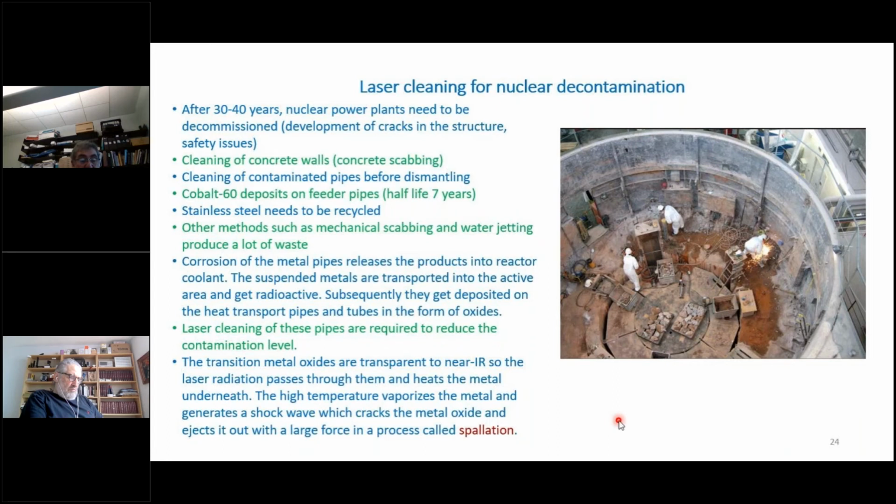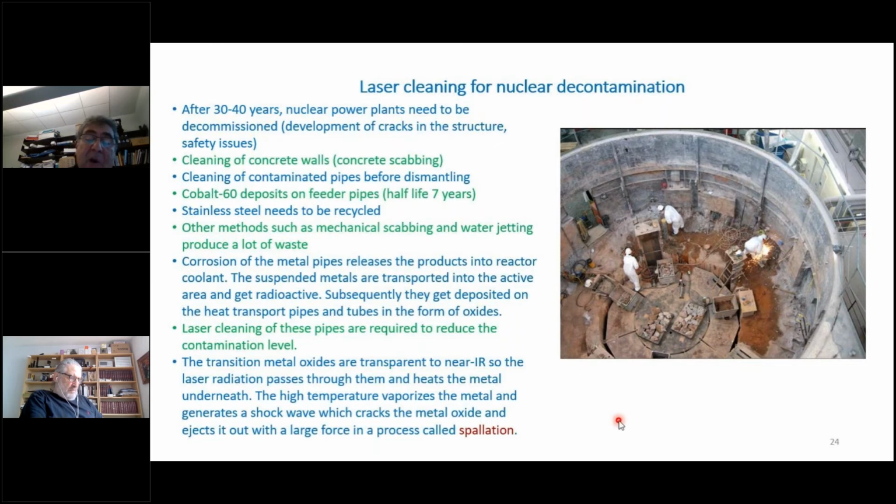So the mechanism is that corrosion of the metal pipes basically throws different particles of metal into the reactor coolant, and they'll go into the active area of the reactor, get radioactive, and they come back and they deposit on the metals in the form of oxides. So these oxides, which mostly contain cobalt 60 with a half-life of 7 years, need to be cleaned from the pipes. And this uses the process of spallation that I talked about earlier.